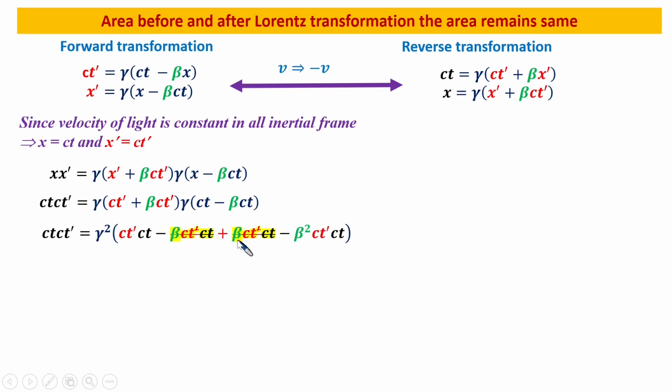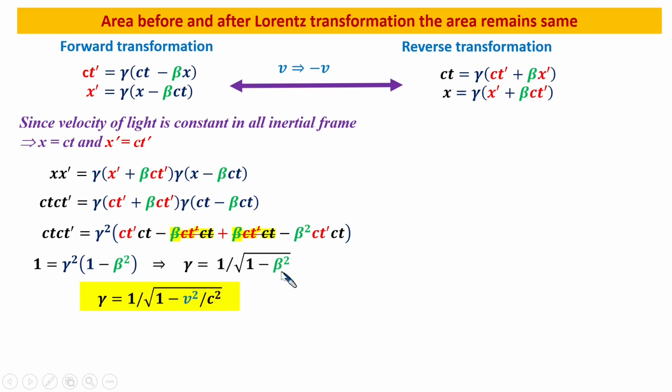Then I am just expanding this, and these two terms will get cancelled. This is ct prime into ct and beta square ct into ct. So this is what I have written here. Plus into minus is minus, and this minus plus will get cancelled. Now I take ct prime ct common, so this is 1 minus beta square, and this is gamma square. So the numerator will go to the denominator, and when I take the square root, gamma is equal to 1 over the square root of 1 minus beta square. This is the Lorentz factor gamma, and since beta is v by c, it becomes 1 minus v square by c square.